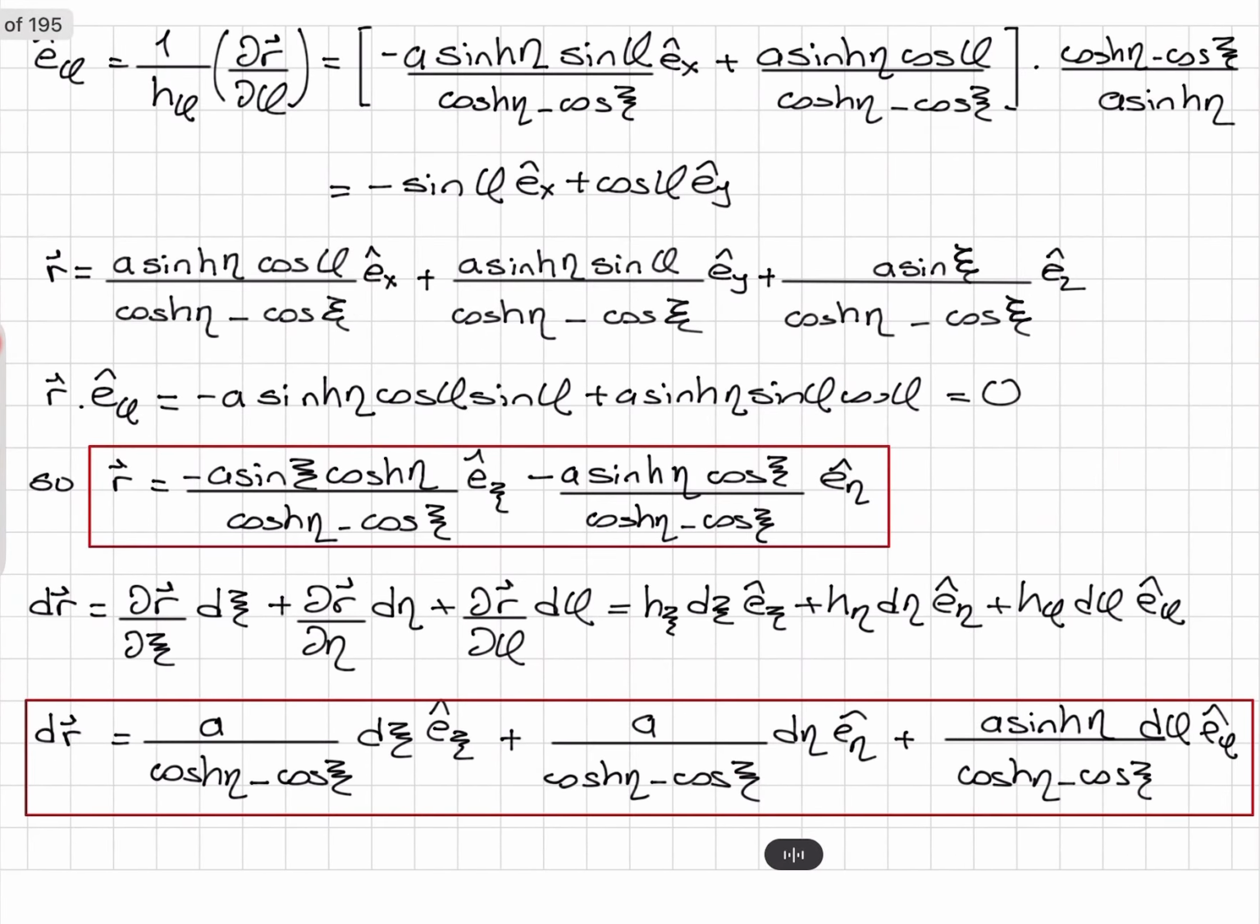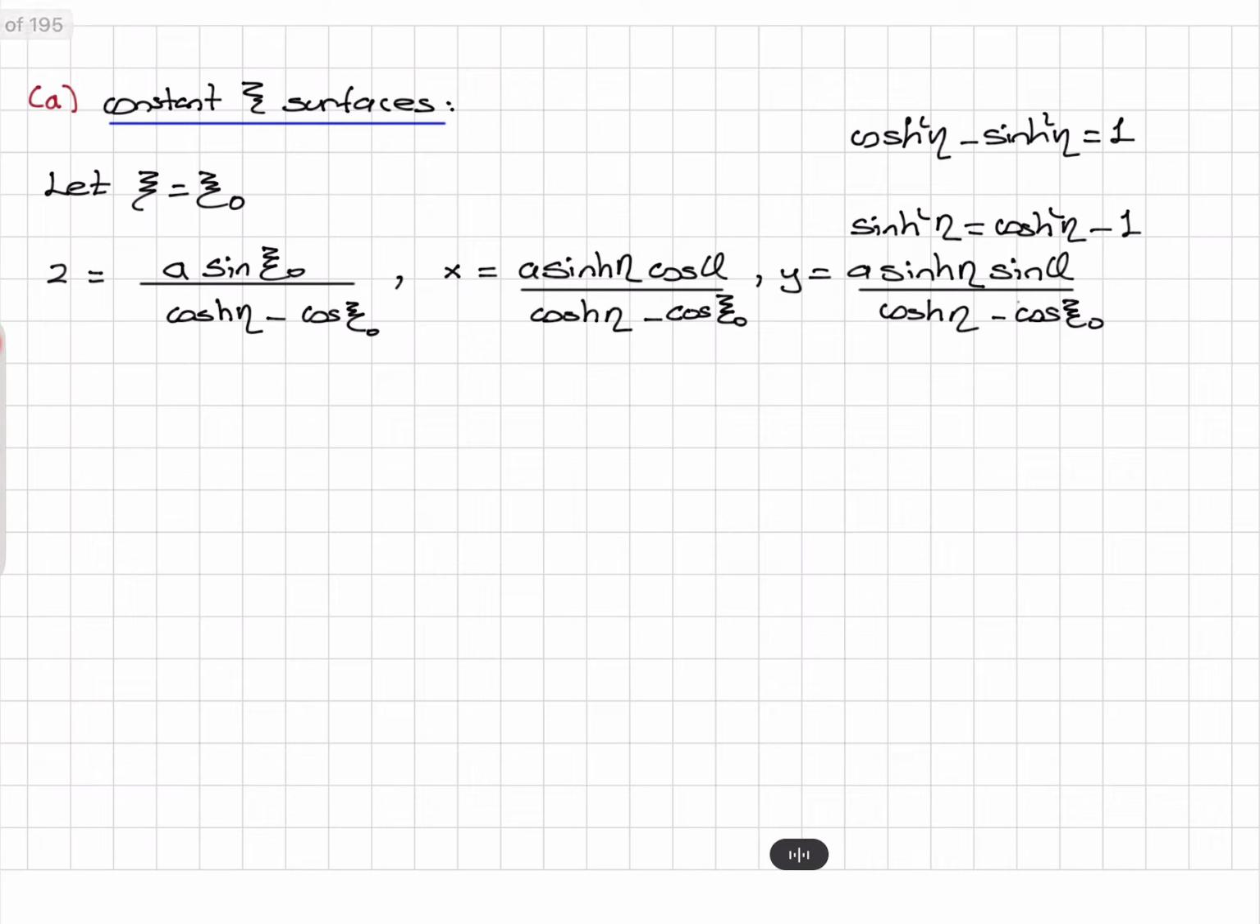Okay, so for constant psi surfaces, here are the coordinate transformation equations written again, noting that psi is a constant, psi is equal to psi 0. So that's what I have done here. And we're going to utilize cosh squared eta minus sinh squared eta is equal to 1, and also cosine squared plus sine squared is equal to 1 wherever needed.